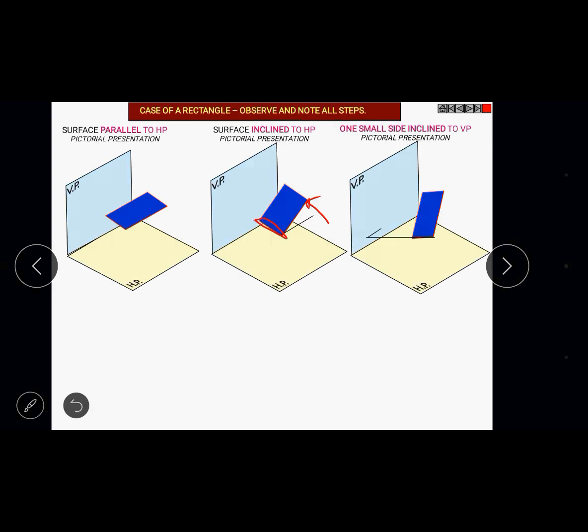In the second step you can see that the shorter edge is placed on HP, parallel to HP, whereas it is perpendicular to VP. Whereas in the third step we can observe that the same shorter edge of the rectangular lamina on which it was resting is inclined to some VP angle. So with reference to the VP, the shorter edge of the lamina is tilted to some angle. So now let us see.